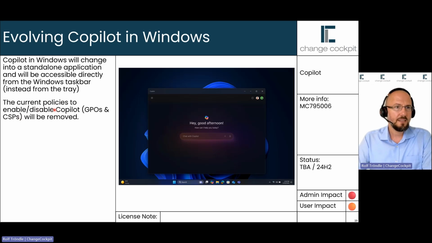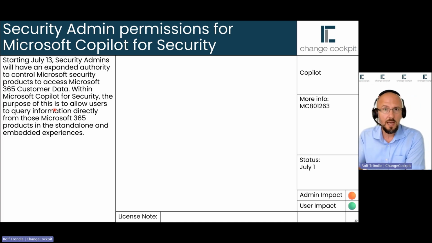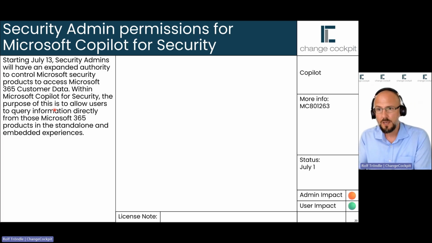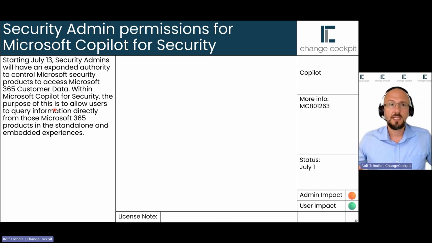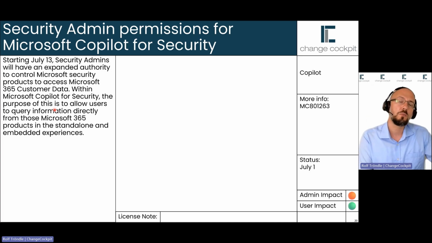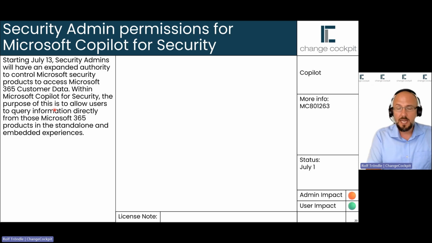So much for this. And last but not least, there are some admin permission updates if you're using Copilot for Security. I'm not talking about Copilot for M365, it's Copilot for Security, another product. If you're using this, then starting July 13, the security admins will automatically have extended permission to the other products from E5 compliance, like insider risk and communication compliance.